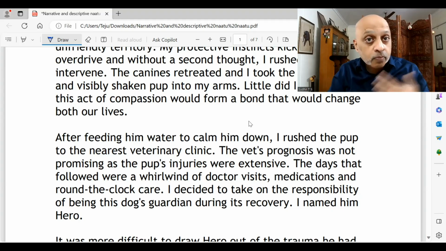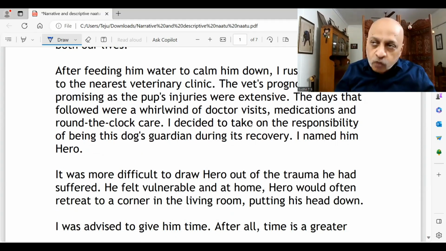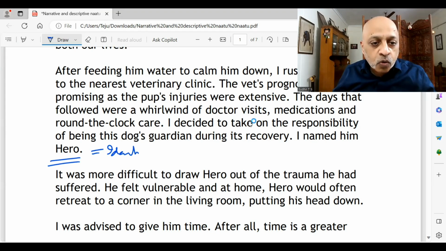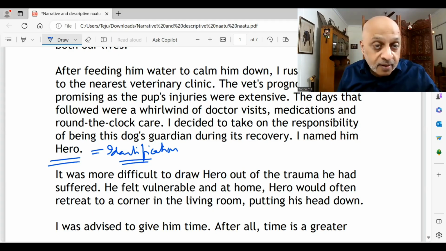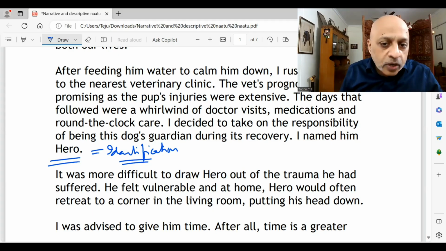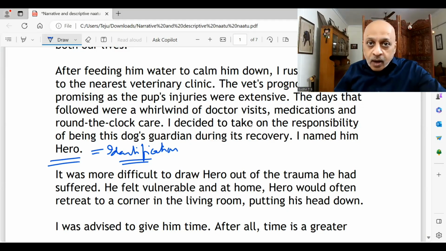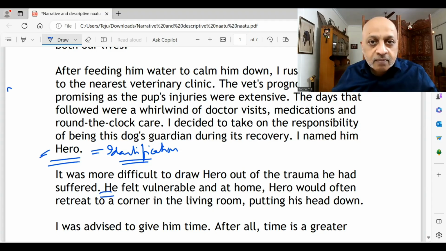I named him Hero. Okay, so now this is important. Always I say, give names so that there is a sense of identification. Instead of dealing with pronouns, you will now deal with names, and that always makes it easier and better in a narrative story. It was more difficult to draw Hero out of the trauma that he had suffered. He felt vulnerable. So now you see, the moment I have named the dog, now I am using he. So I'm personifying and dealing with him almost as if he's a human.